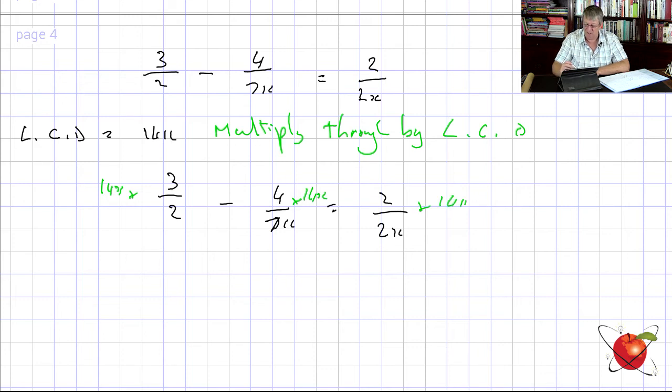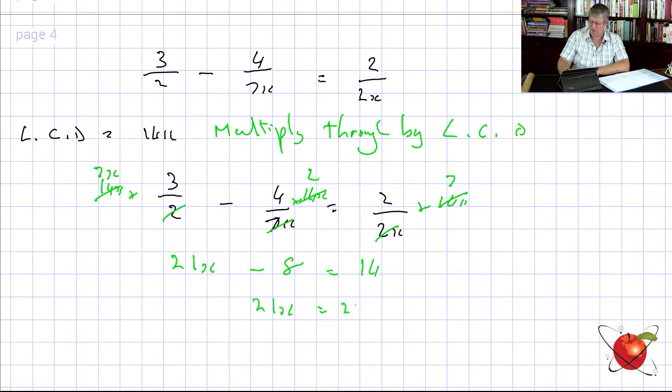Okay? Now, we can cross cancel here. This is 2 leaving me with 7x. This is 7x leaving me with 2. 2x into there leaves us with 7. So we're going to end up with 21x minus 8 equal to 14. Therefore, 21x is equal to 22. I just took the 8 over. Therefore, x is equal to 22 over 21. Okay? That way is a bit quicker.